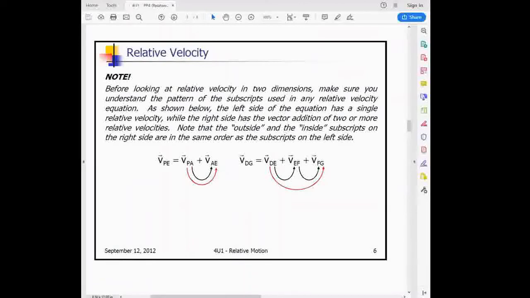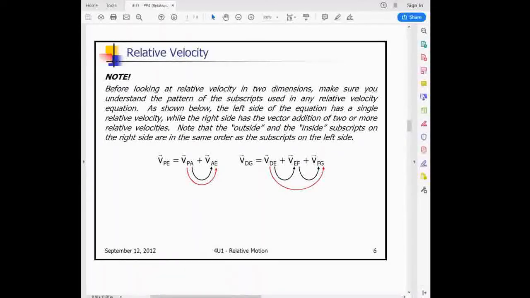Now what you may have noticed in terms of how those subscripts work in the variables is that when we add a relative velocity variable to another relative velocity variable, if the last subscript of one is equal to the first subscript of the other, then our resultant becomes the relative velocity of the outside terms.